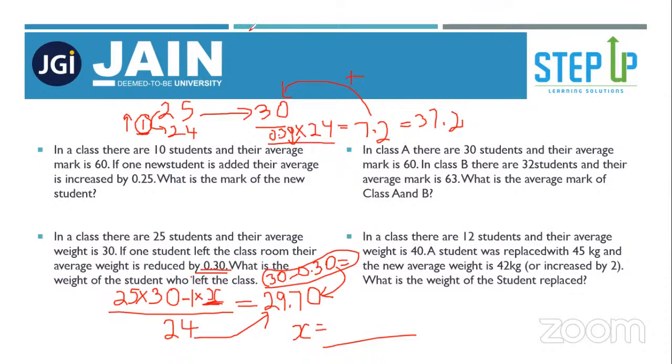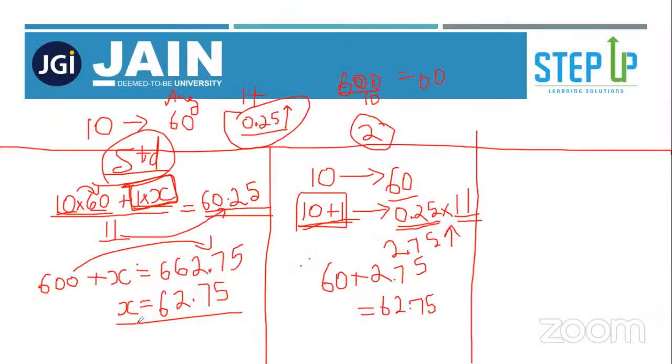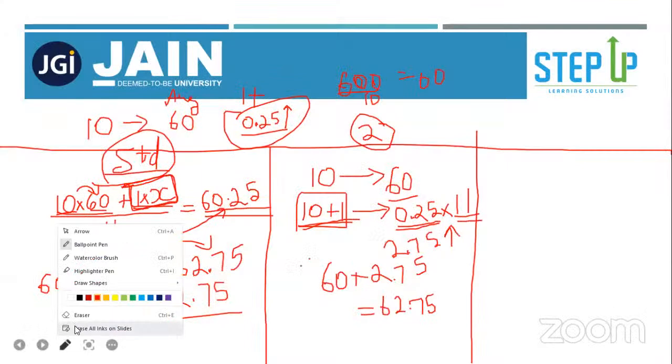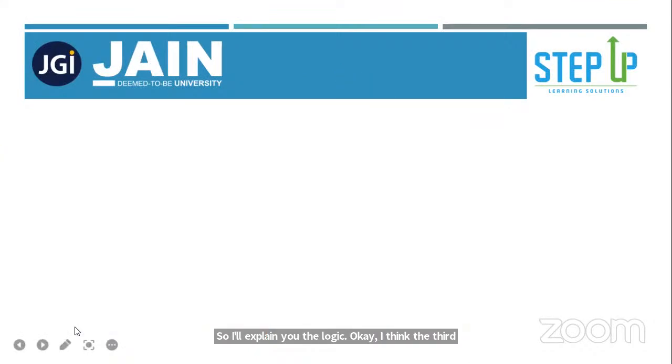Is it done? Are you getting the same answer, 37.2? So I'll explain you the logic. Okay, I think the third method, let it be, only these two methods since you are getting more confused. Go only with these two methods.